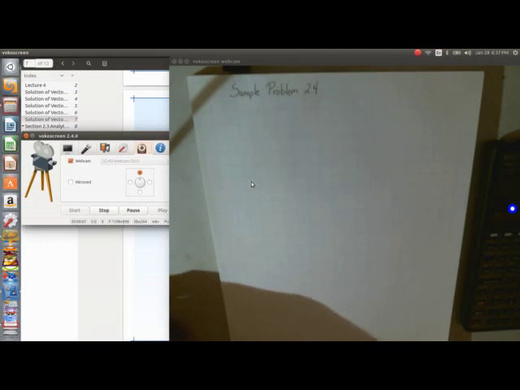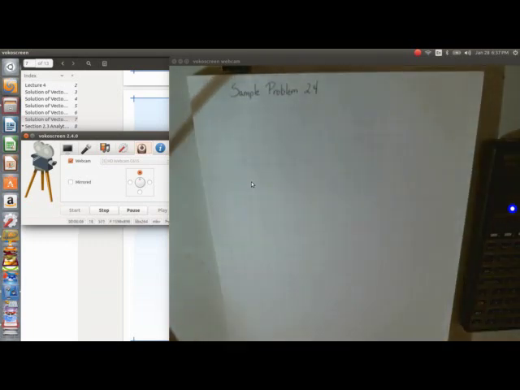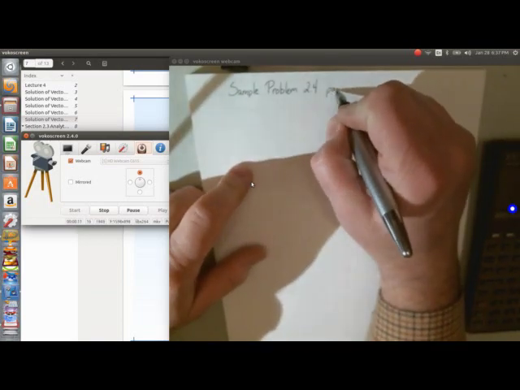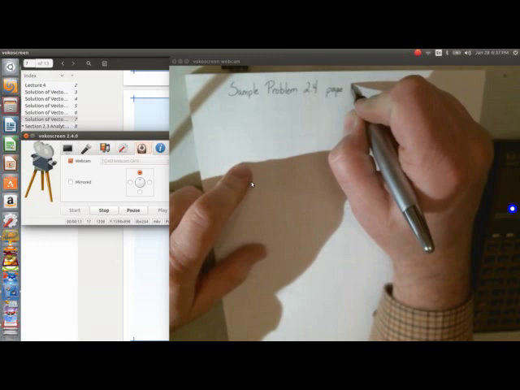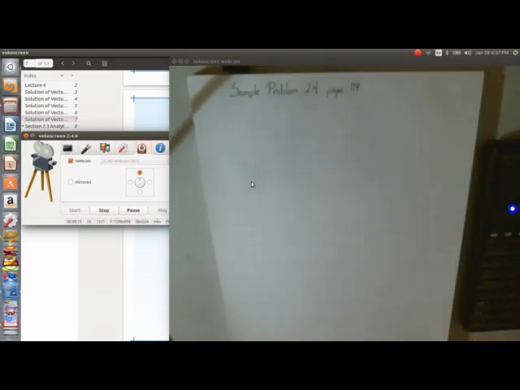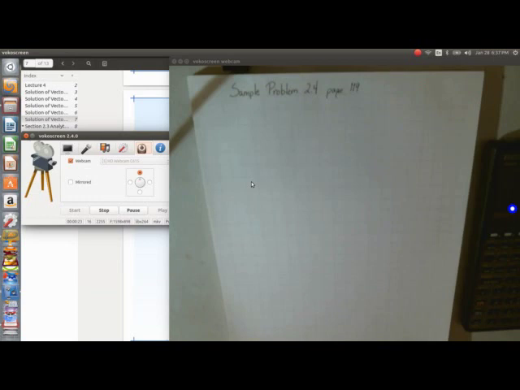Okay, guys. We're going to see if we can't go through sample problem 2.4. This is on page 119 in your book. And it illustrates one of these vector analysis problems. What we have is a slider crank. Let me read the problem to you.